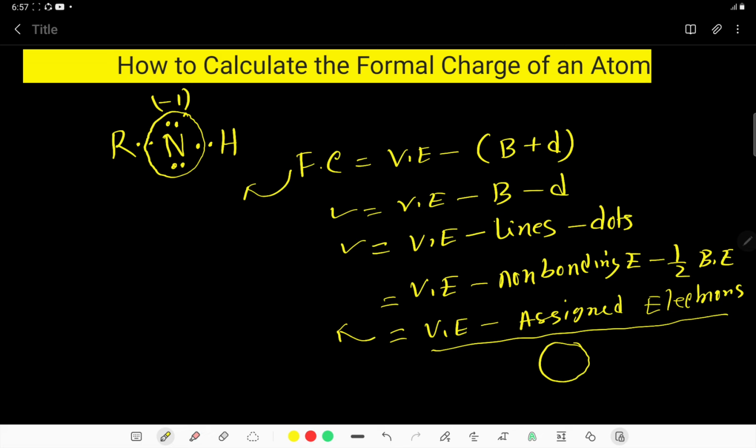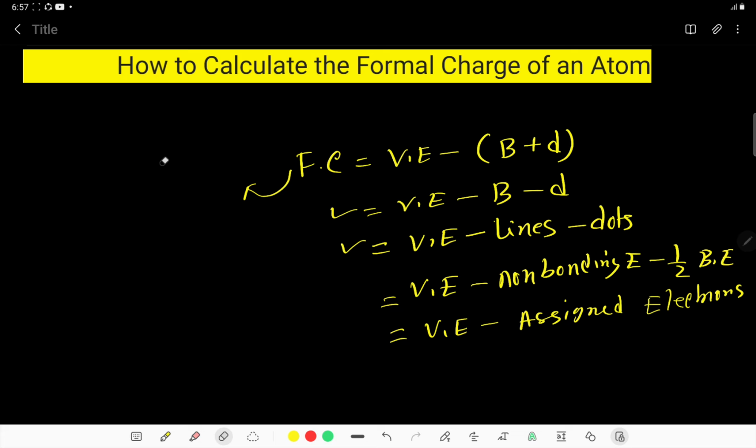You know that in a neutral atom, nitrogen has 5 valence electrons because it is an element of group 5A, minus assigned electrons, that is the electrons inside the circle: 2, 4, 5, 6. So the formal charge of this nitrogen is minus 1, right? I think now you are a master at finding formal charge. Let us take another example so that you can have confidence.